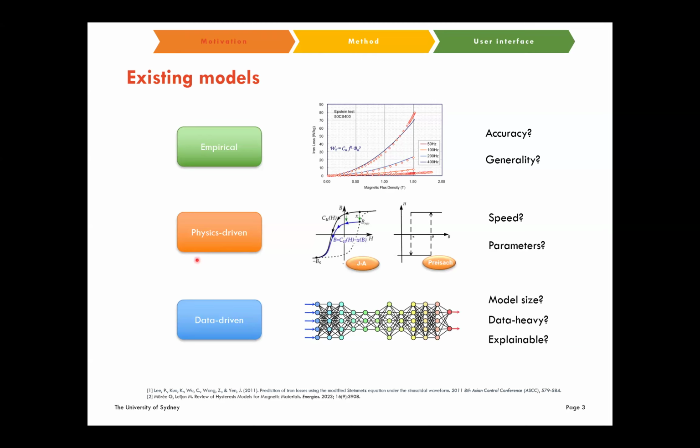The second type is the physics-driven model. I give two typical examples: one is JA and another is the Preisach model. They lack speed, and the model-related parameters are hard to determine, and these parameters are very sensitive to the working condition and the material. The third type is the data-driven model. These models are emerging in recent years, and they tend to have a big model size and require lots of data to train the model, and generally are not extendable.